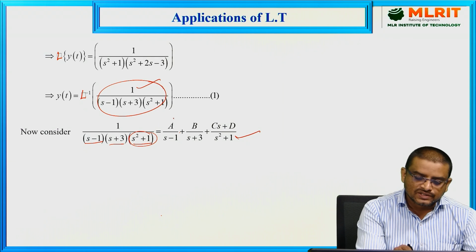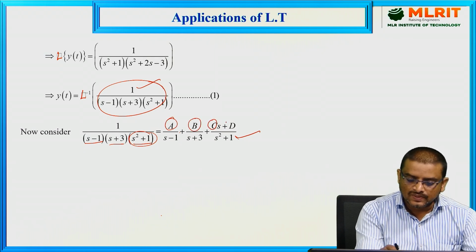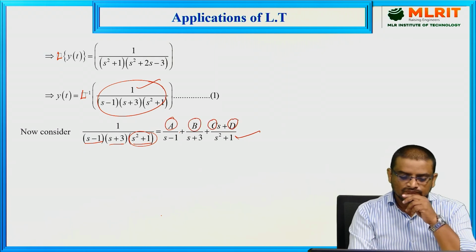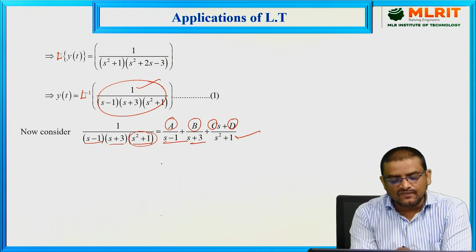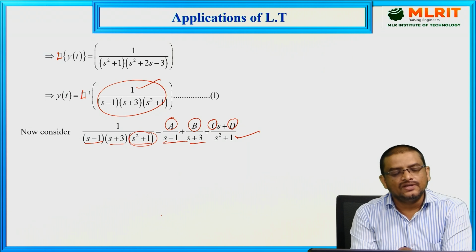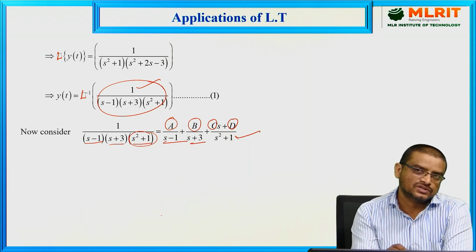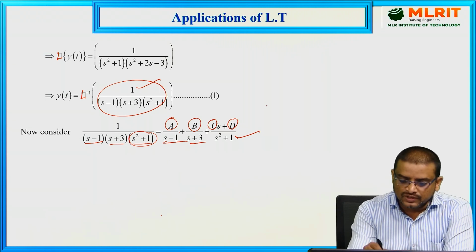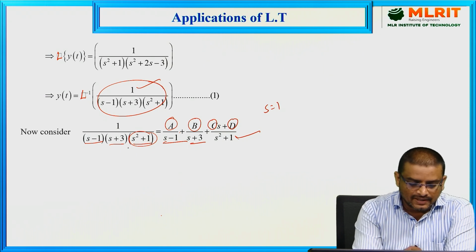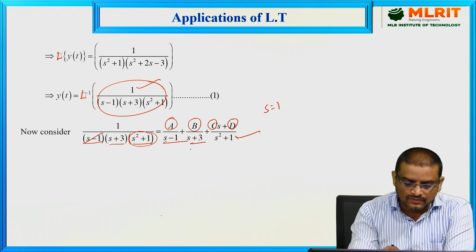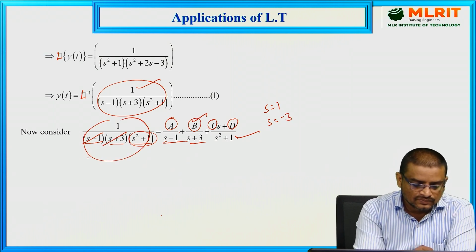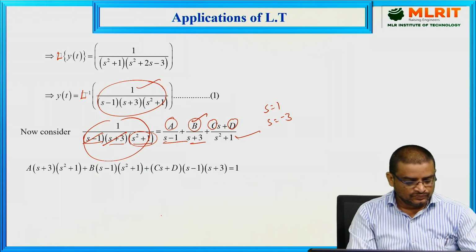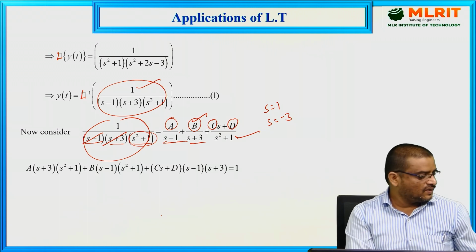Now our task is to find the A value, B value, C value and D value here. For these two, A and B, we can find the values very easily by using the shortcut method which you have studied in the previous slide. So put s is equal to 1, by neglecting this factor, you will get our A value, and put s is equal to minus 3 in order to get the B value here. Now if you want, we can follow that procedure.